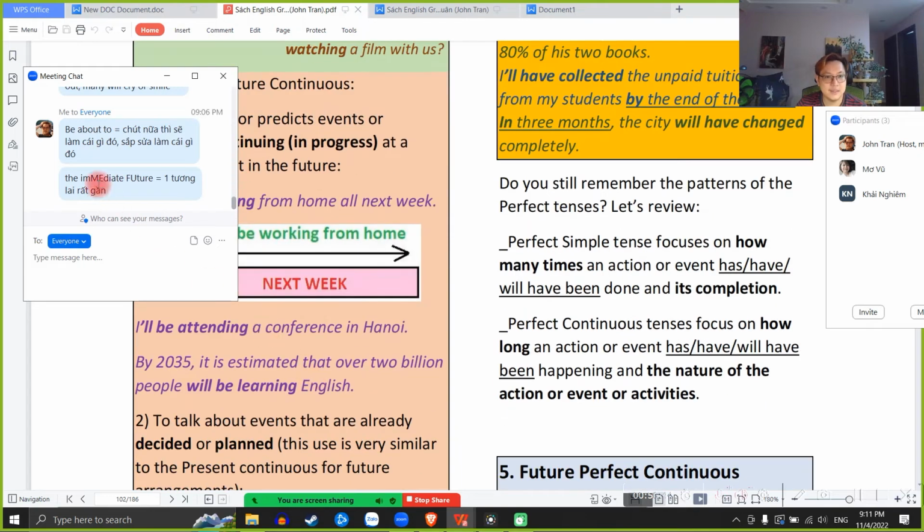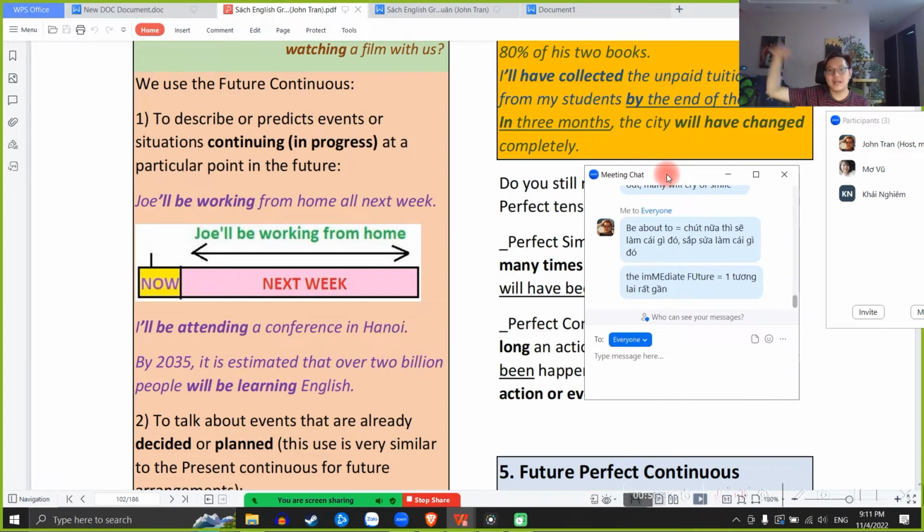Ok, chúng ta sử dụng cái tương lai tiếp diễn thì cũng giống hiện tại tiếp diễn thôi, nhưng mà để trong tương lai thôi. It's like present continuous, but you put it in the future now. Thứ nhất là để miêu tả hoặc là dự đoán sự kiện hoặc là những cái tình huống mà nó đang tiếp diễn, đang diễn ra ở một cái thời điểm cụ thể đó trong tương lai. Ví dụ nguyên tuần tới luôn Joe sẽ đang làm việc ở nhà.